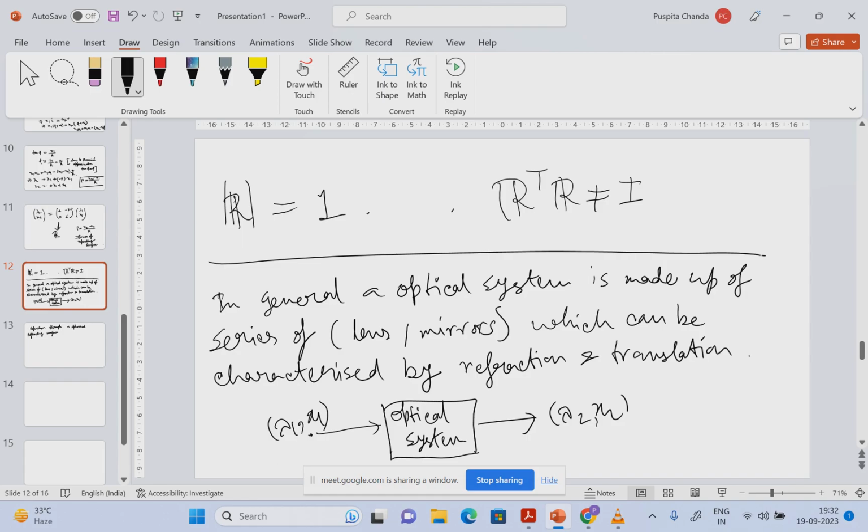Okay. So we need to find the relation between these two coordinates. And here it will be a matrix, called the system matrix. So the system matrix should be such that the determinant of S should be equal to 1. As we have seen, the determinant of T is 1, determinant of R is 1. So whatever system matrix we write, it should have the determinant of 1.